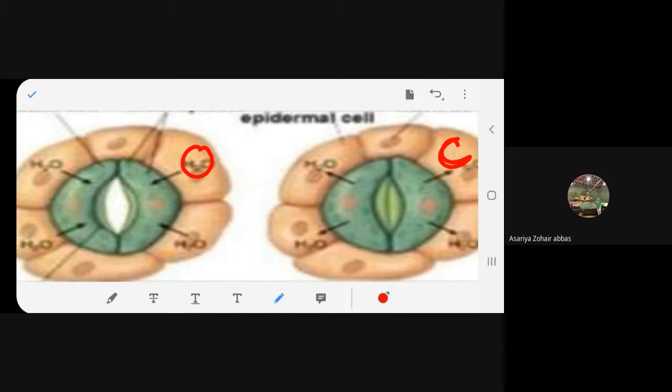Yes, we can hear you. Answer me, better. So many times I keep on asking you. So now you can see the difference. This is open stomata and this is closed stomata. When the stomata is open, then only the exchange of gases takes place. Here there is no exchange of gases. This much, have you understood?